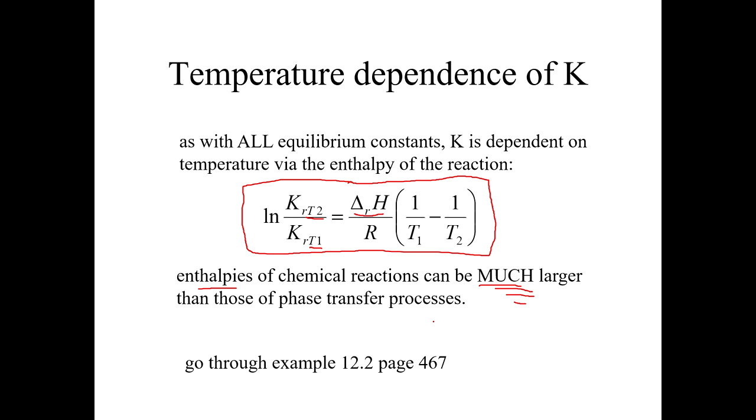So for delta H of vaporization, we said that that's usually got the highest delta H, and it might be anywhere from maybe 20 on the low end up to 100, 120 kilojoules per mole. But for chemical reactions, we could have delta H terms of 300 kilojoules per mole. You know, we could have huge, huge delta H terms here.